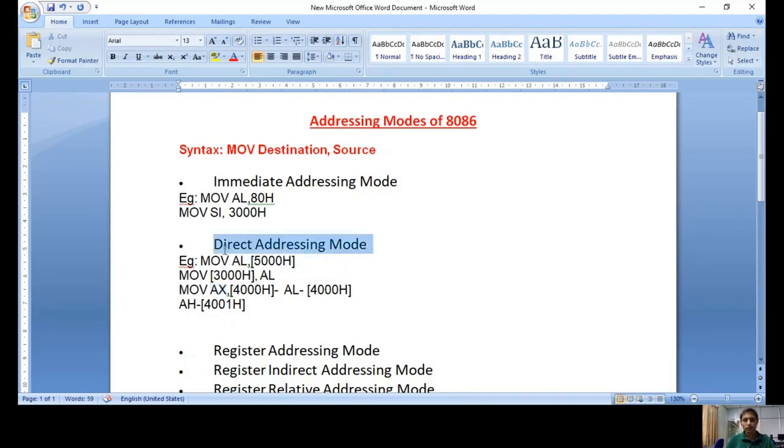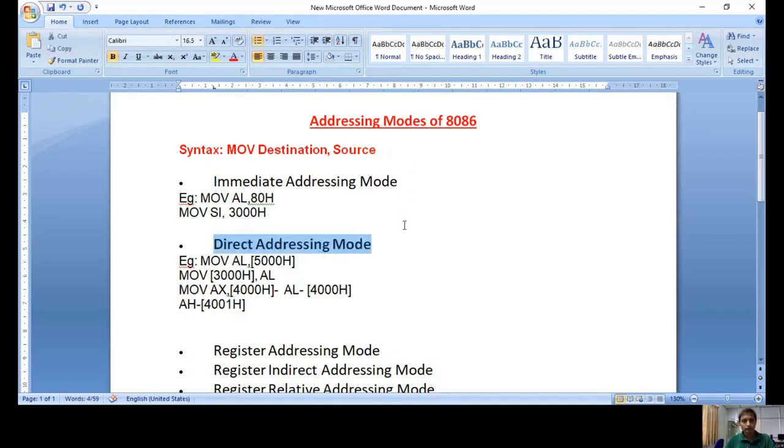Like that, direct addressing mode has one address. That address may be either the source operand or the destination operand. One must be an address, the other must be data. That address should be represented in the form of brackets, an open bracket followed by a closed bracket. Now this is about direct addressing mode.